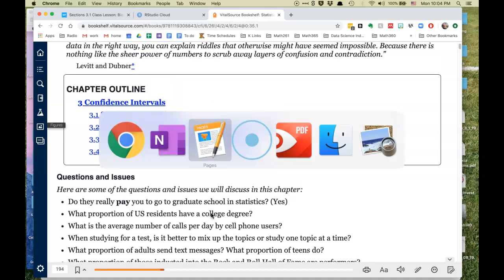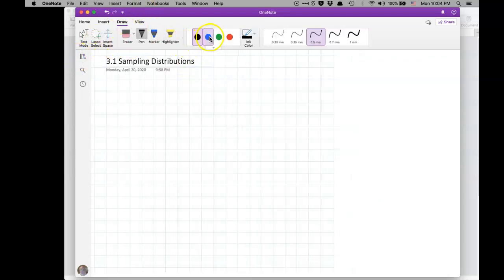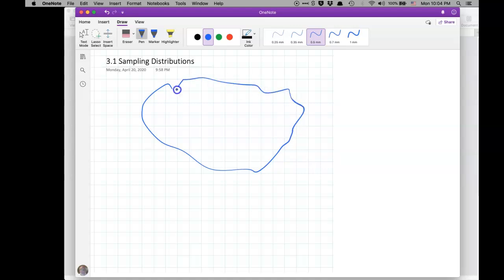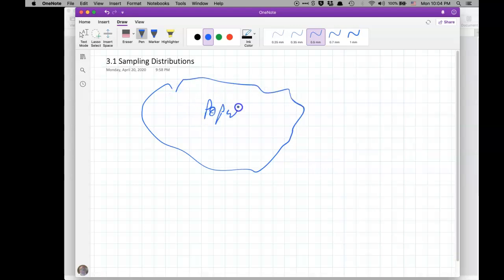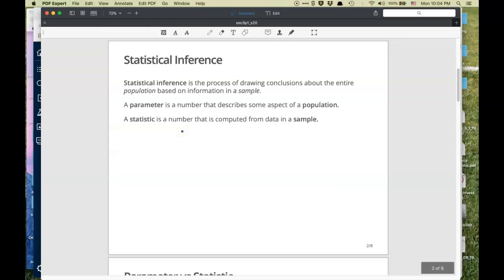So let's go over and take a look at the basic figure that we think about when we're thinking about inference. So remember, here's our population. And in the population, we have parameters, which are facts about the population: mu, sigma, p. And in fact, with that, I'm starting to get into some of the notes of this section on sampling distributions, parameters and statistics. A parameter is a number that describes some aspect of a population. A statistic is something that's computed from data in a sample.